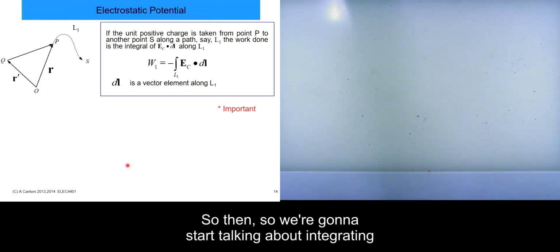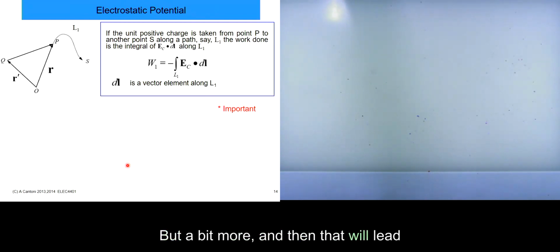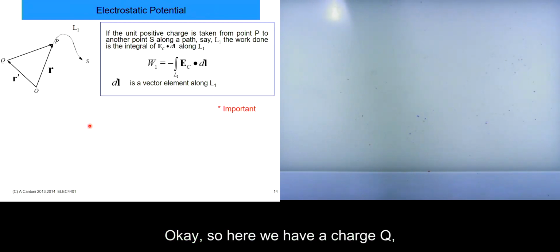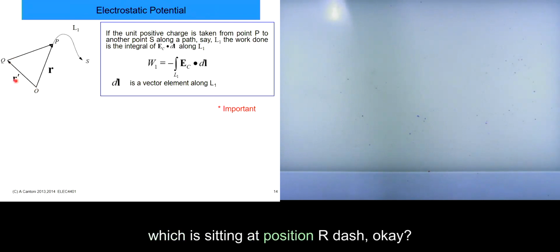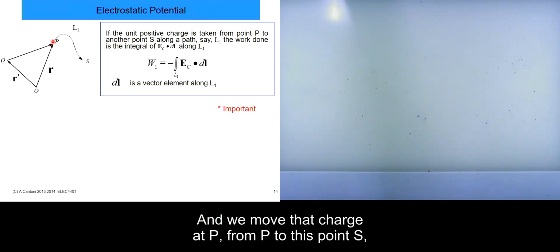Then we're going to start talking about integrating that work. We'll see it's from infinity, but a bit more, and that will lead to something called potential, electrostatic potential. So here we have a charge Q, which is sitting at position R dash, and we have a little charge P at position R. And we move that charge from P to this point S.